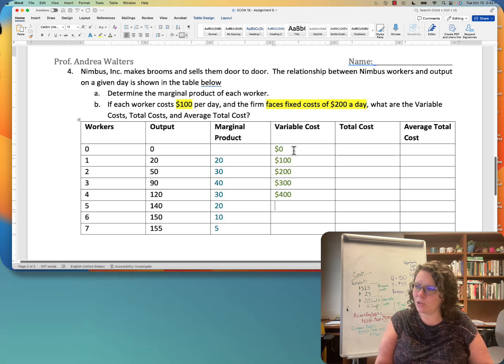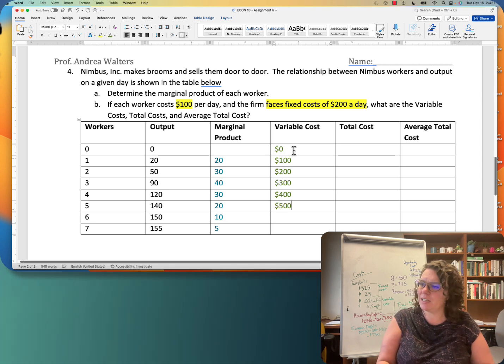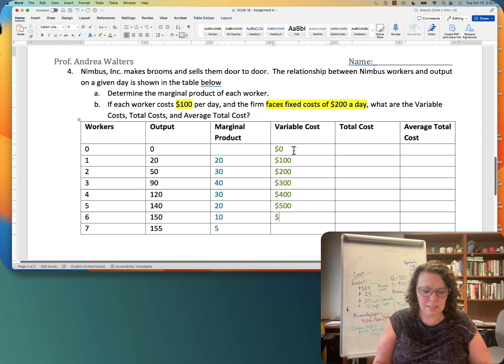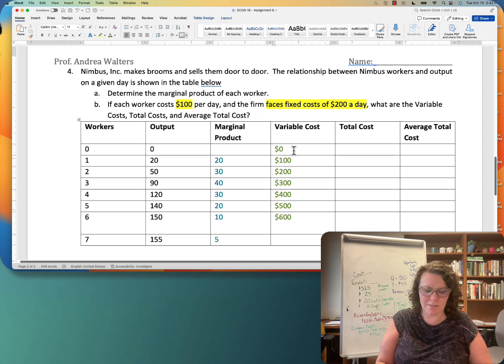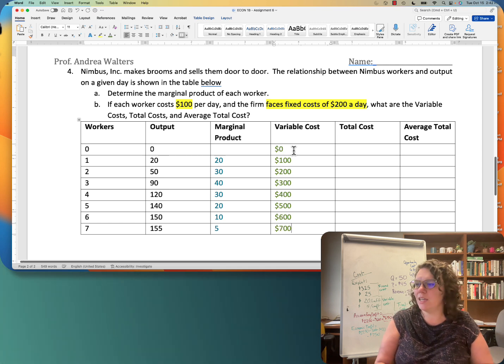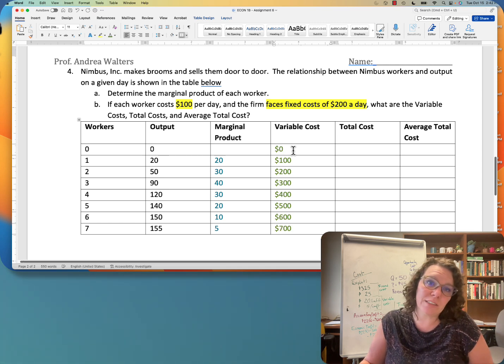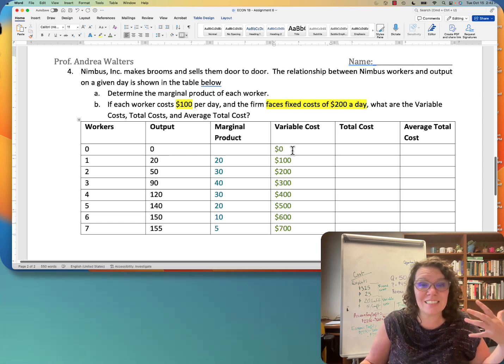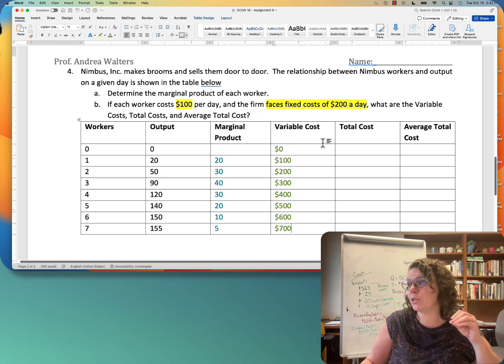So if I have 5 workers at $100 each, that's going to be $500. 6 workers at $100 each is worth $600. And if I hire 7 workers, I pay each of them $100. That's a variable cost of $700 for those 7 workers.